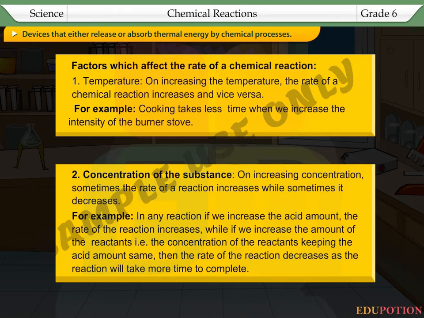The second factor is the concentration of the substance. On increasing concentration, sometimes the rate of a reaction increases while sometimes it decreases. For example, in any reaction, if we increase the acid amount, the rate of the reaction increases, while if we increase the amount of the reactants, that is, the concentration of the reactants, keeping the acid amount the same, then the rate of the reaction decreases as the reaction will take more time to complete.